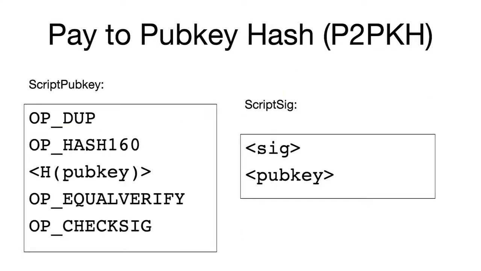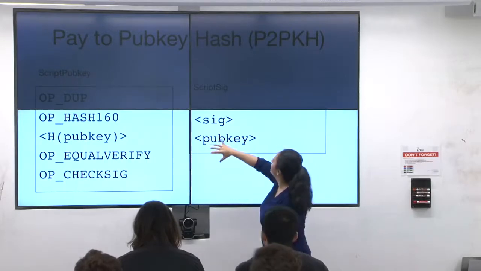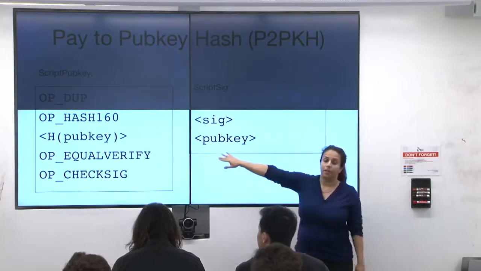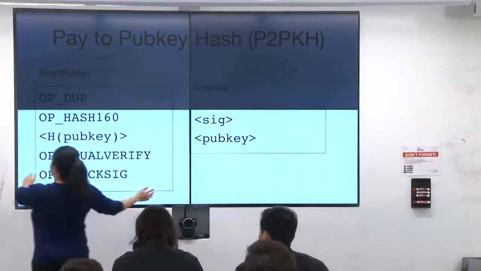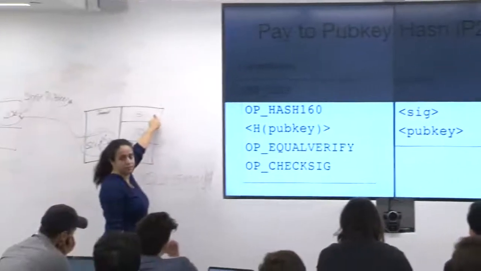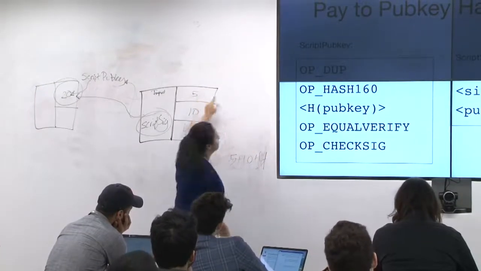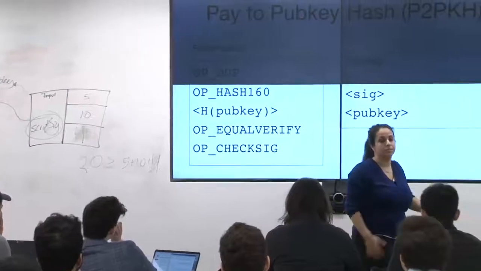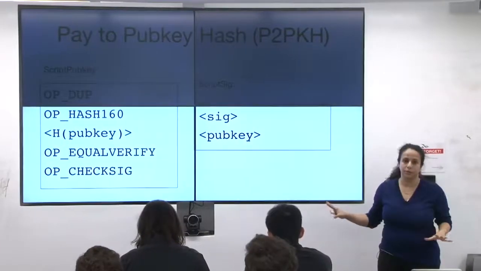So this is literally the script pub key for a pay to pub key hash output. And this is literally the script SIG that you would use to redeem that output. This right here would go inside one of these, and it would set the conditions under which you could redeem this output. And this right here would go inside the input of the transaction that's redeeming it. And let's take a look at how this actually works, okay?